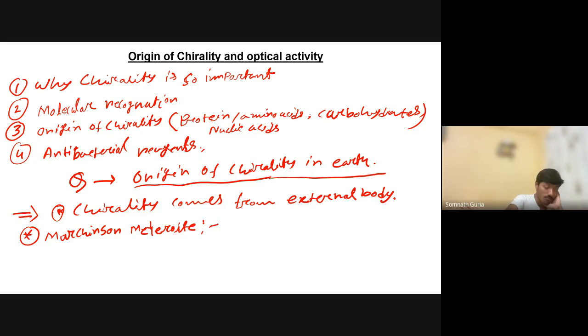This Murchison meteoroid is named after the place called Murchison, which is in Australia.